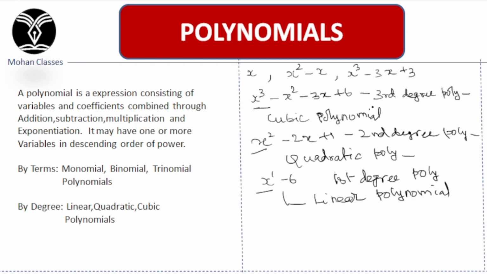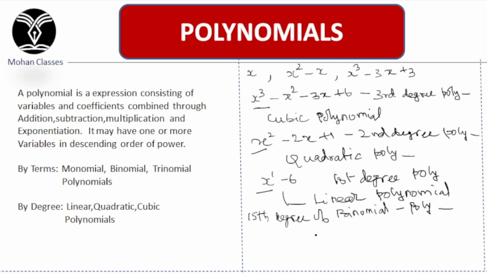In the previous session, we referred to polynomials by terms as monomial, binomial, trinomial, right? Here, by degree, the power we can call the degree of the polynomial. So the power gives the degree of the polynomial. Suppose you have a question: write a 15th degree binomial polynomial.